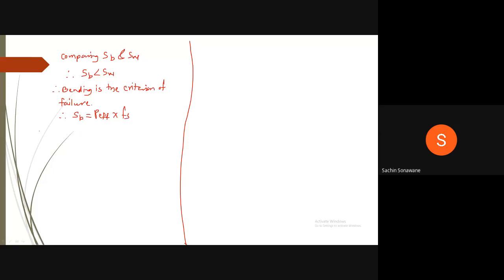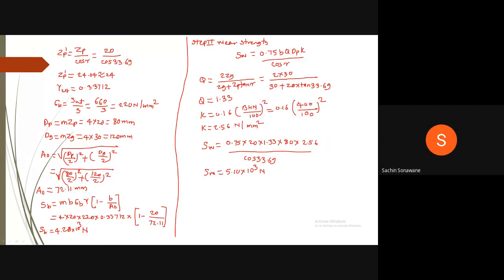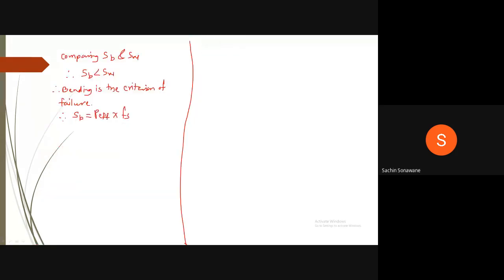Therefore, substitute the value of SB. What is the value of SB? 4.28 into 10 raised to 3 is equal to 1.5 PT plus 90.04 into factor of safety, which is given as 2. Therefore, from this equation calculate PT, tangential load, in Newton.